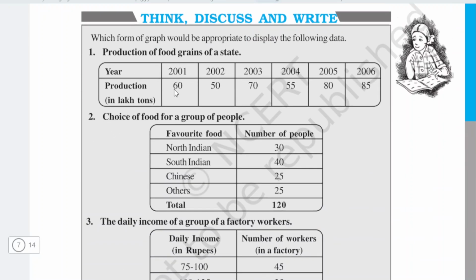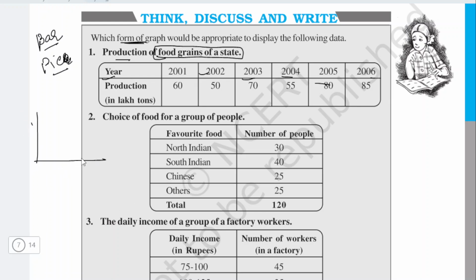Next, think and discuss and write. Which form of graph would be appropriate to display the following data? Okay, so we have to choose which form of graph. We have learned graphs called bar chart and pie chart. In this production of food grains of states, it is year wise, so it is simple. We have to just use a bar chart. It will be more helpful.